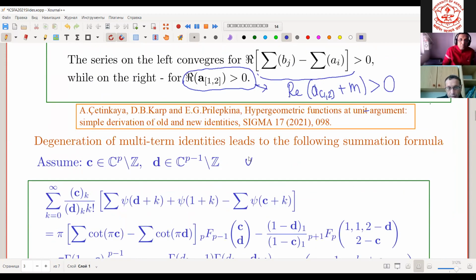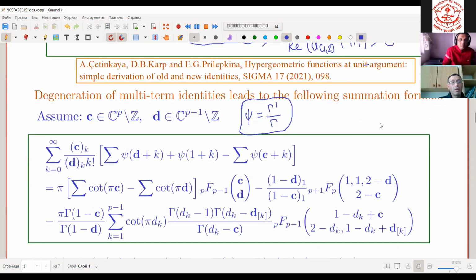So psi is the logarithmic derivative of the gamma function, the standard digamma function. For instance, we get this unusual formula. So this sum, again, this is a product: C1 k times C2 k and so on up to Cp k. So this is a product, and this is the sum over all components of the vector d. This is the sum over all components of the vector c.